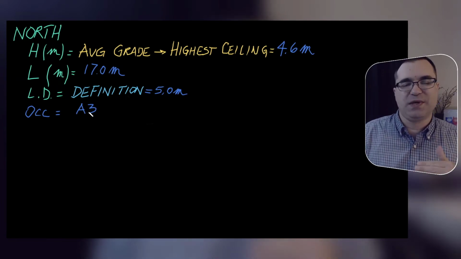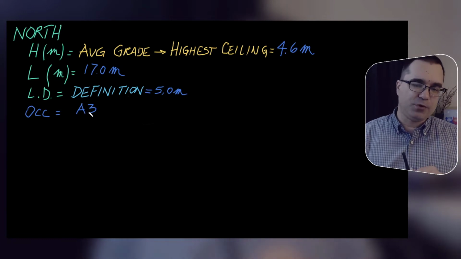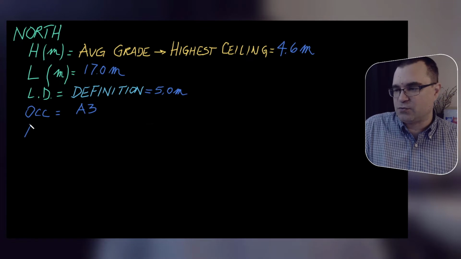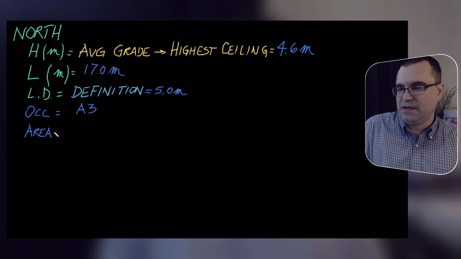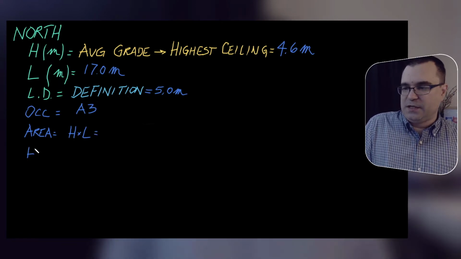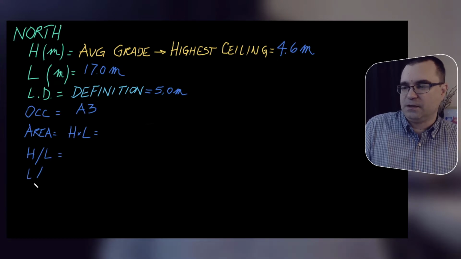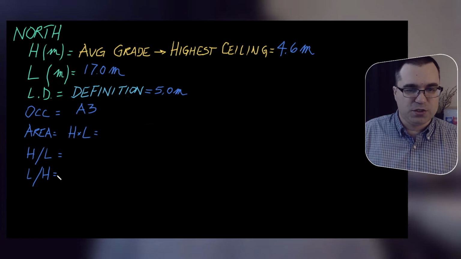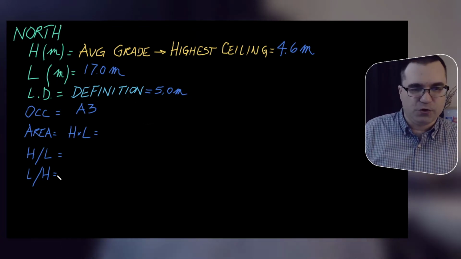Now that we have all of this, we are ready to solve this question. North face, figuring out the percentage of unprotected area for that face. Okay, so now we're going to be calculating a few things. We're going to find area, and in this specific case, I'm going to define the area as H times L. We're also going to determine H over L as a ratio. We're also going to determine L over H as a ratio. So let's do these together.